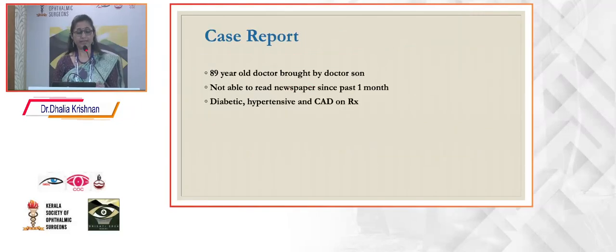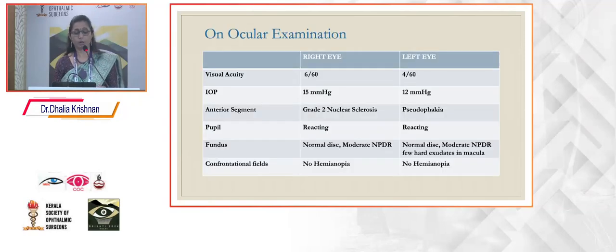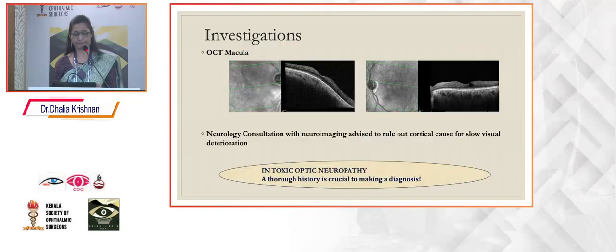Before I summarize, I want to share this case of an 89-year-old doctor brought by his son, not able to read newspaper since the past 1 month, a diabetic, hypertensive, and cardiac patient on treatment. On examination, his visual acuity was 6/60 in the right eye, 4/6 in the left eye. Pupils were reacting. Fundus showed moderate NPDR in both eyes. Confrontation fields were not showing any hemianopia. OCT macula showed a mild DME in the left eye.